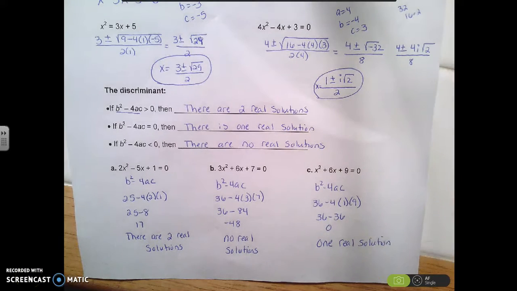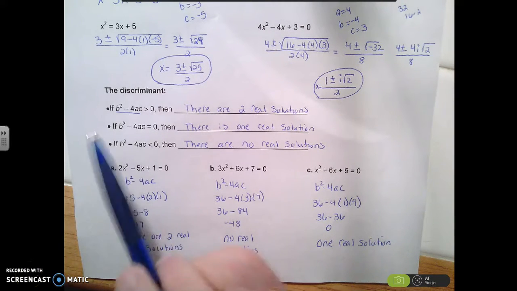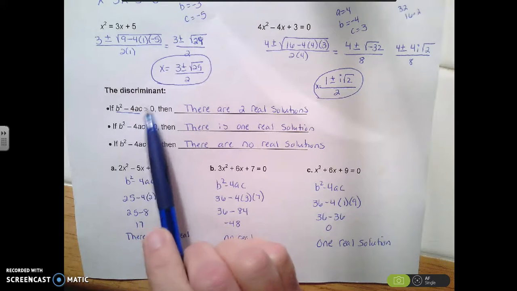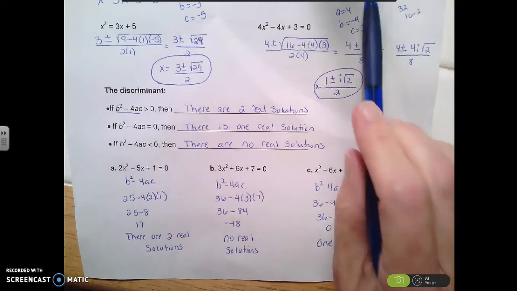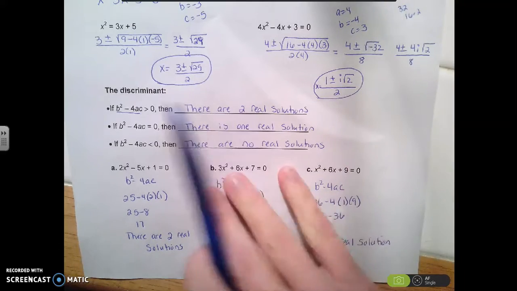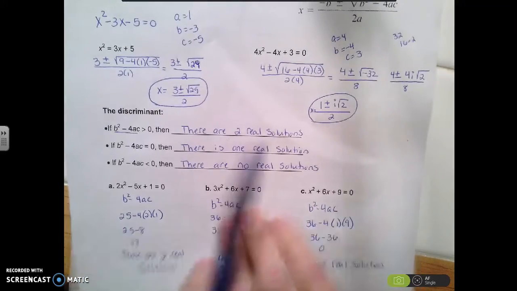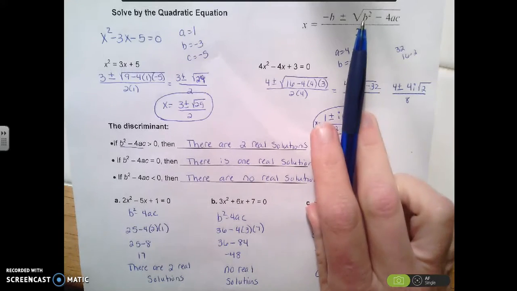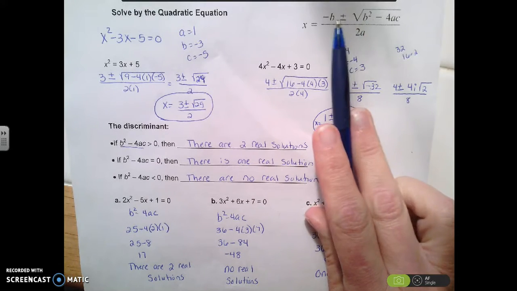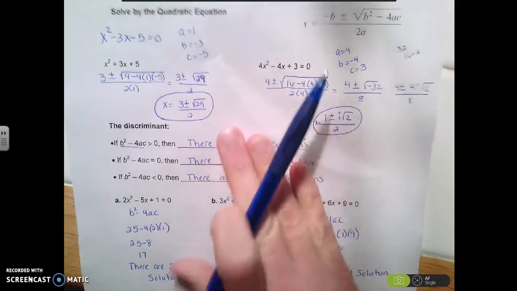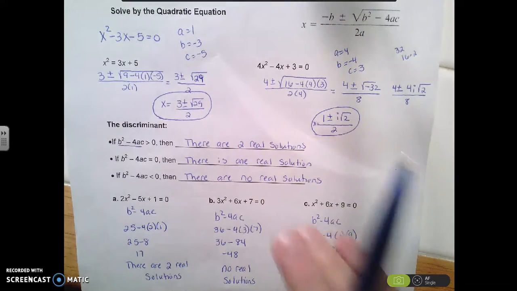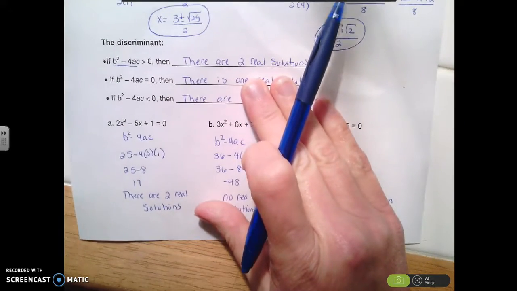Alright, we didn't quite finish all the material for section 1.3. So this is talking about the discriminant, and the discriminant is the value underneath the radical, the b squared minus 4ac in the formula. So we have this formula, the opposite of b plus or minus the square root of b squared minus 4ac. The b squared minus 4ac part of the problem is what we call the discriminant.